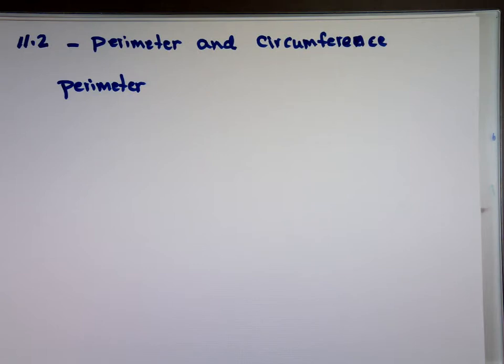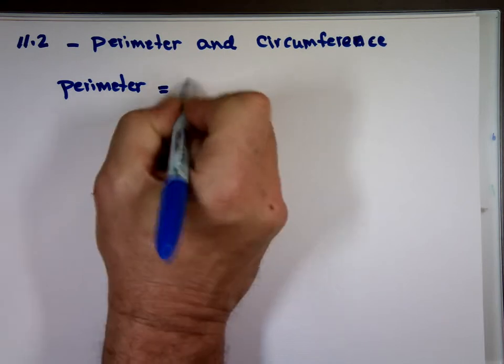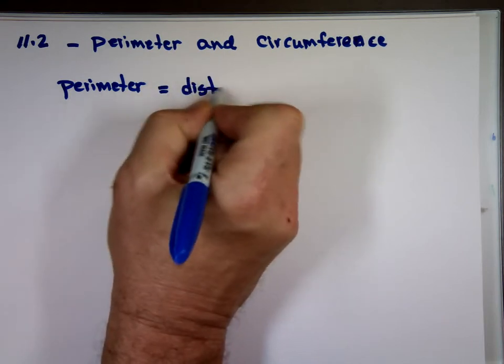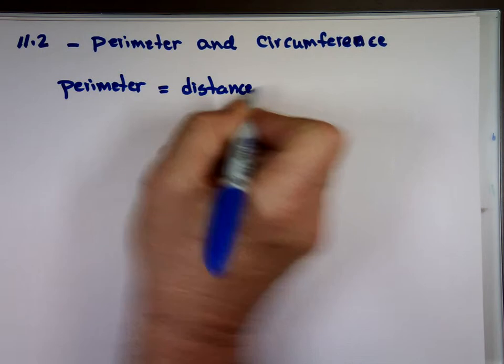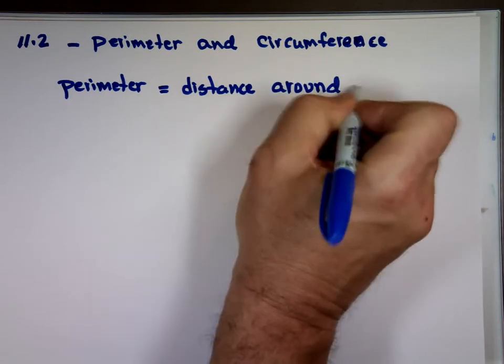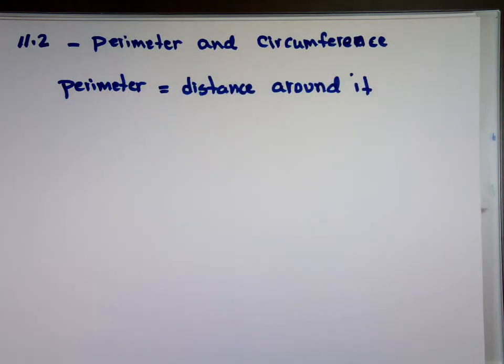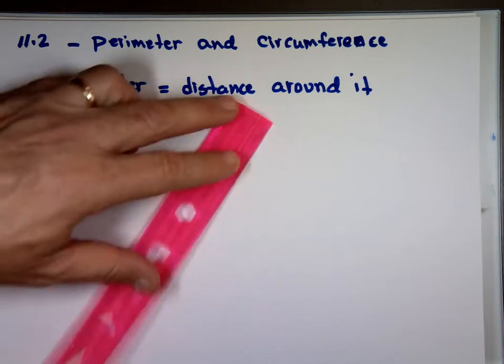Let's look at the definition of perimeter. Perimeter means the distance around it. So if I give you a shape, it doesn't really matter what the shape is. Let's start with the triangle.